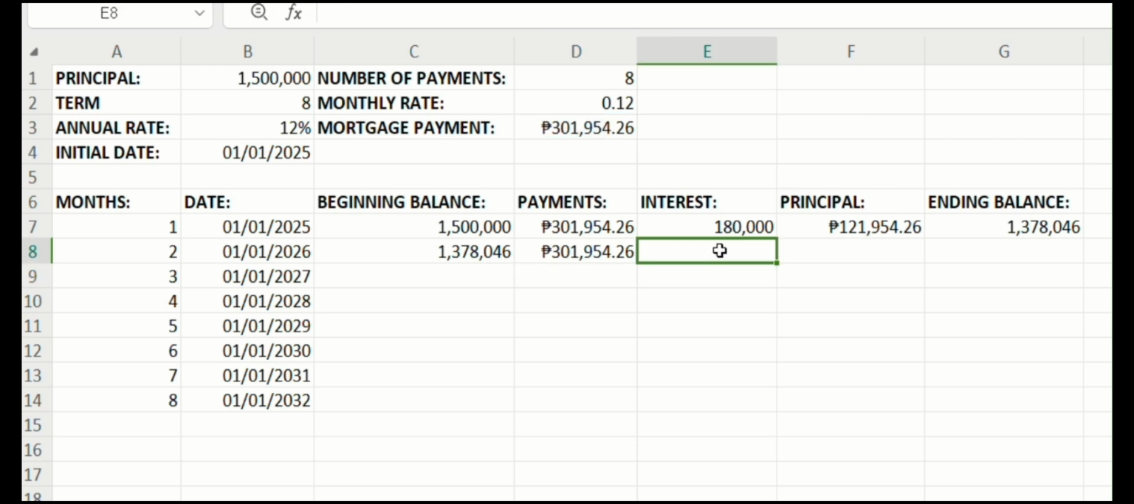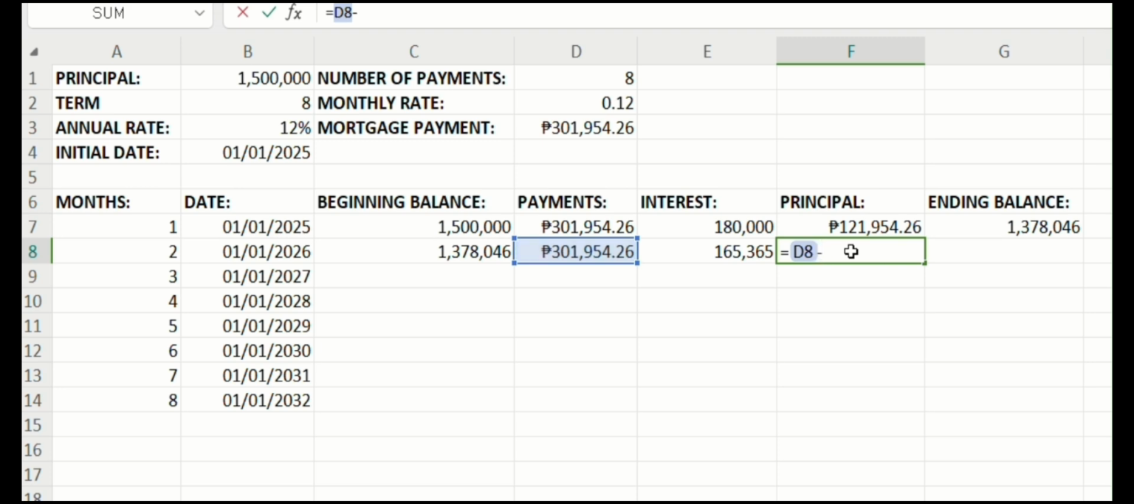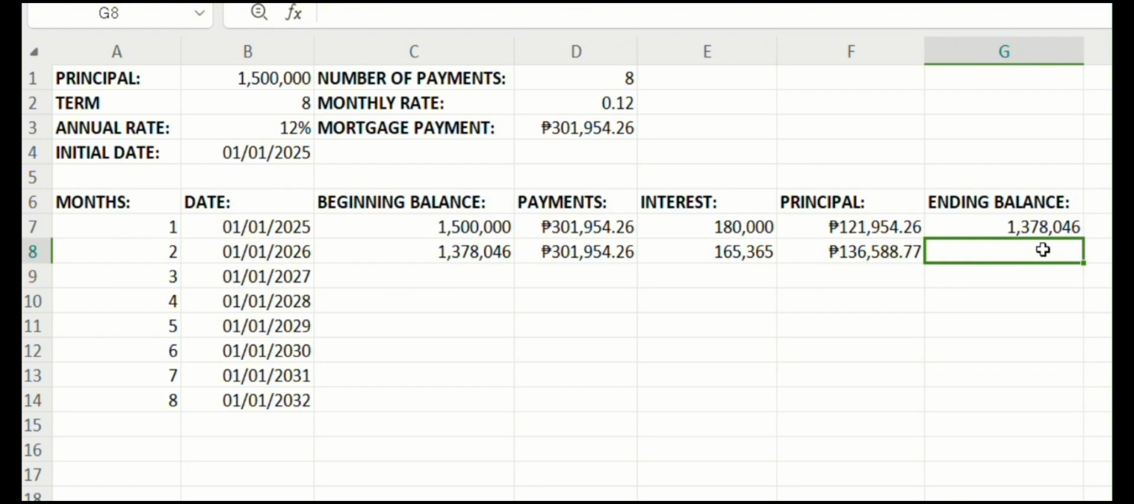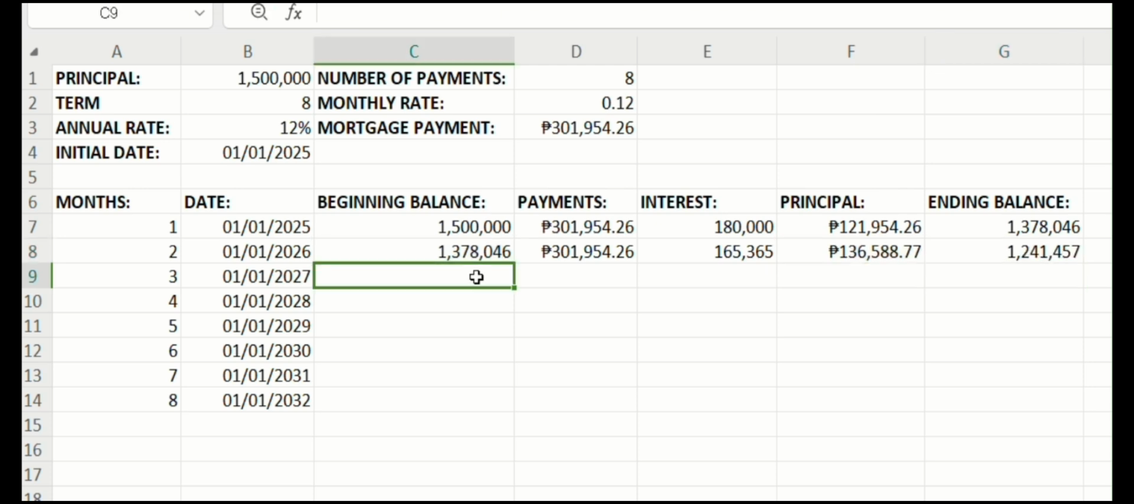And for the beginning balance for year 2, we have 1,378,046 pesos. And for the payments, we have the mortgage payment, and for the interest, we have C8 multiplied by the monthly rate of 0.12, and for the principal, we have D8 minus E8, and for the ending balance, we have the beginning balance for year 2 minus the principal for year 2.